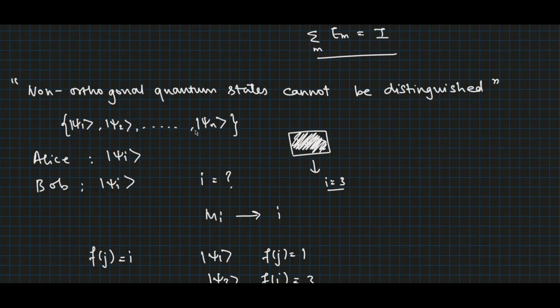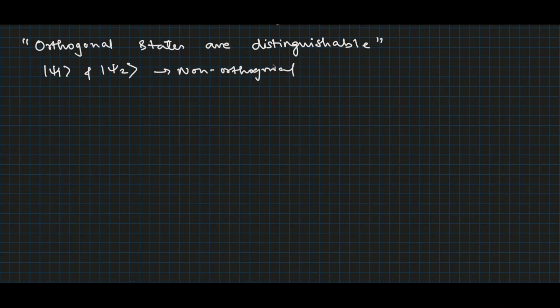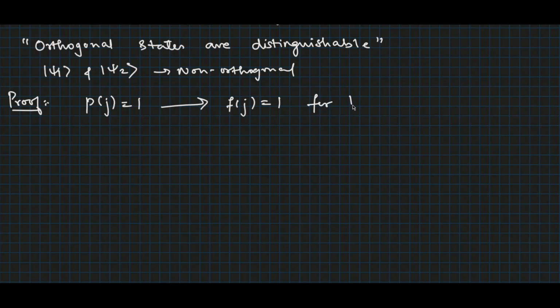they are orthogonal. So we will prove this by contradiction, that two non-orthogonal states psi 1 and psi 2 cannot be distinguished. So by contradiction, suppose a measurement is possible for our two non-orthogonal states psi 1 and psi 2, such that the probability of measuring j, that is p(j), is equal to 1, if f(j) is 1 for the psi 1 state and f(j) is 2 for the psi 2 state, where psi 1 and psi 2 both are non-orthogonal.